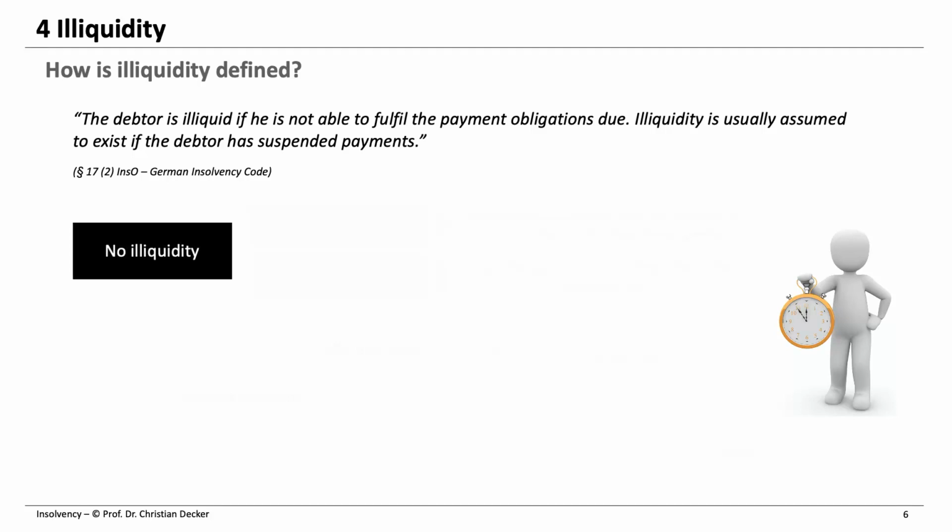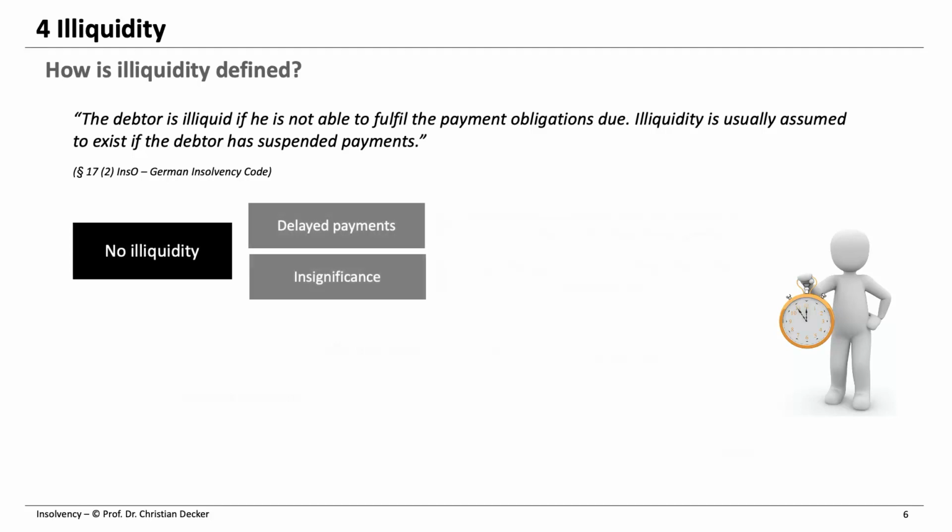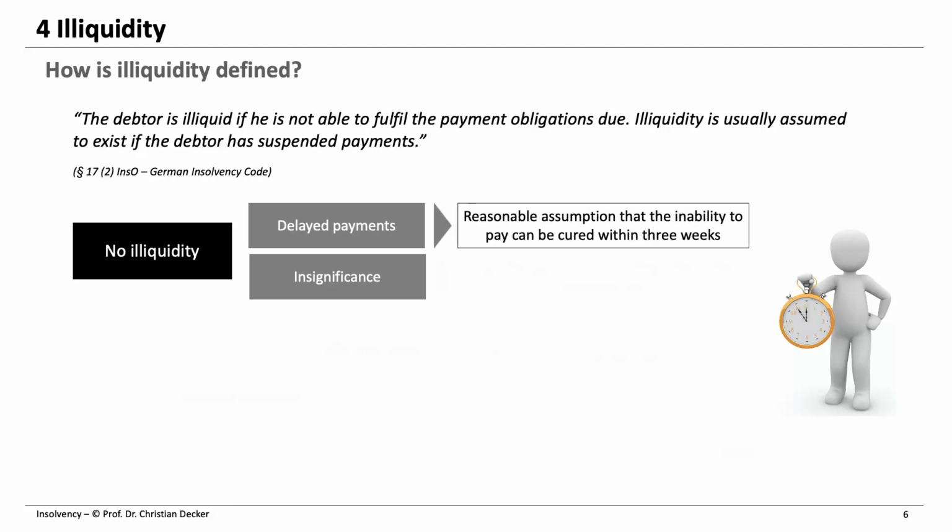Accordingly, there is no illiquidity in the case of delayed payments and insignificance. A delayed payment can be assumed if there is a well-founded assumption that the total or partial inability to pay can be cured within 3 weeks. In some cases, there are payment delays because companies themselves have to wait for the receipt of outstanding payments. The 3-week period is intended to enable a debtor to collect his own outstanding payments or at least to clarify their status. In addition, or alternatively, a defaulting debtor should be able to raise further equity or debt capital within the 3-week period in order to meet his payment obligations.